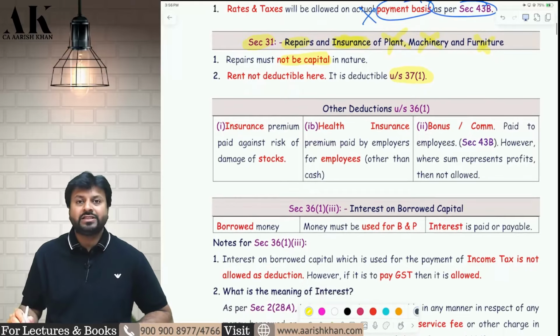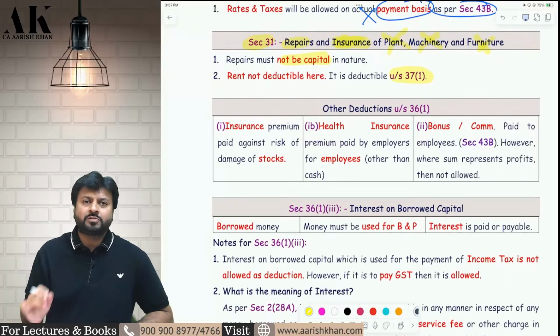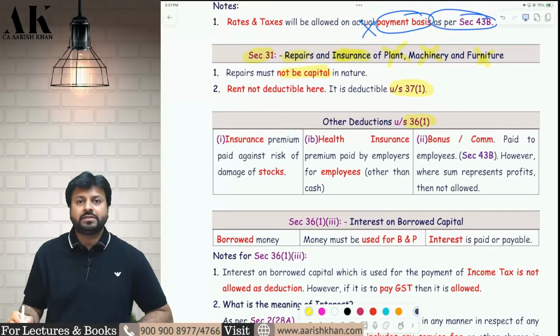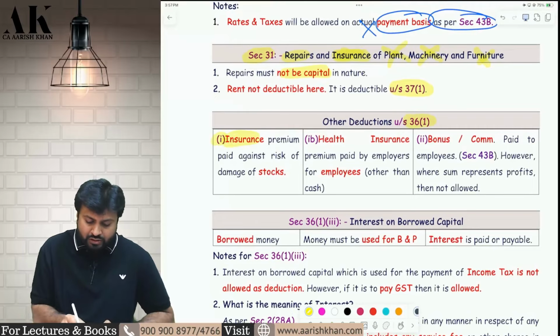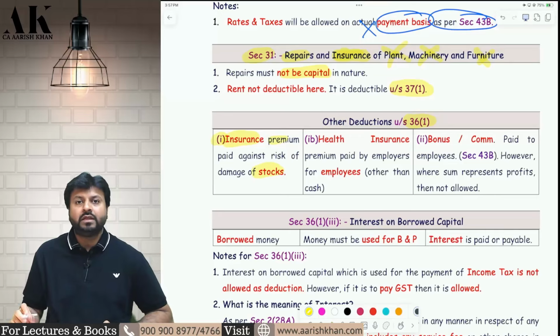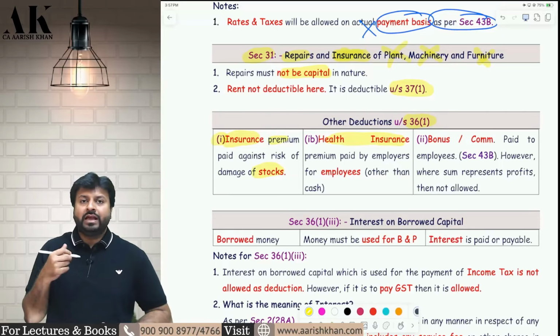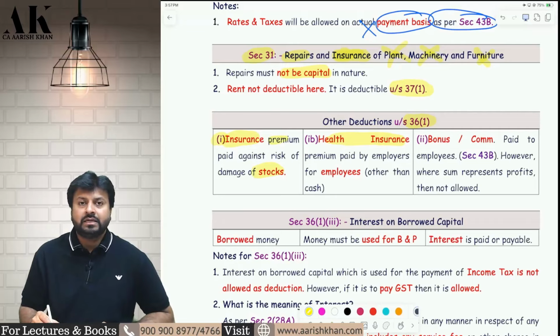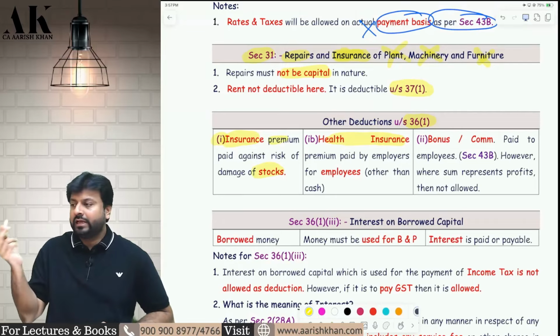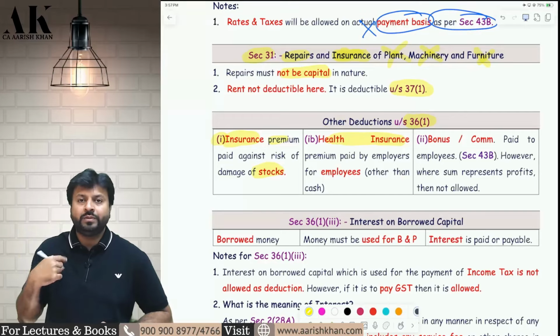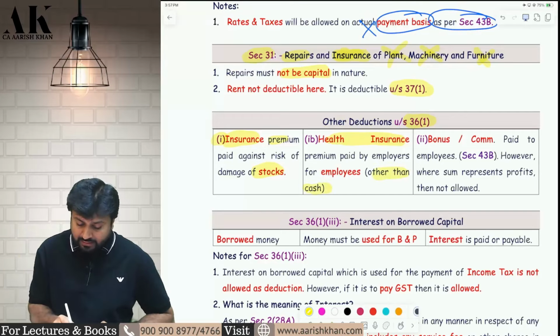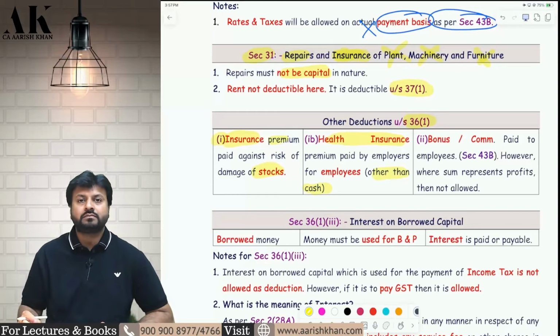Let's move on to the next section, 36, which covers a lot of small clauses. First, section 36, subsection 1, clause 1. If you are making an insurance premium for stock, if you are insuring your stock in trade, for that you are making some payment of premium, that will be allowed as a deduction under 36(1)(1). Similarly, if you are an employer and if you are making a payment for health insurance of your employee, then it is allowed as a deduction. Health insurance for employees. I am employer, you are my employee, I am doing health insurance for you all. It is allowed as a deduction to me, but only if it is paid other than cash. If it is paid in cash, not allowed.